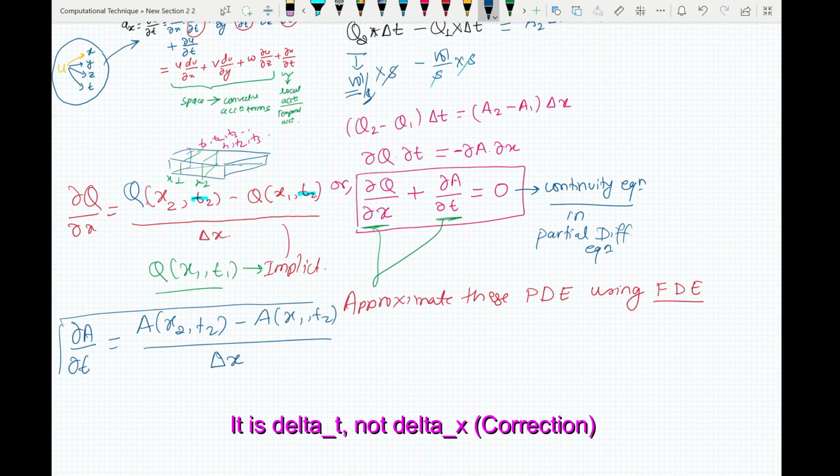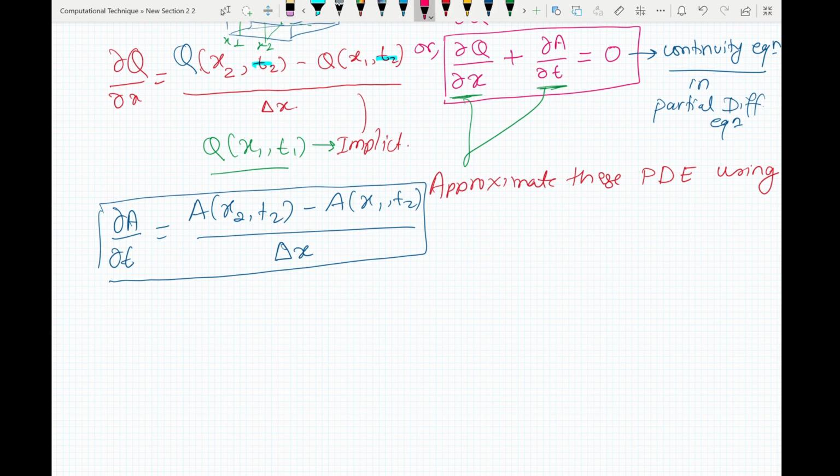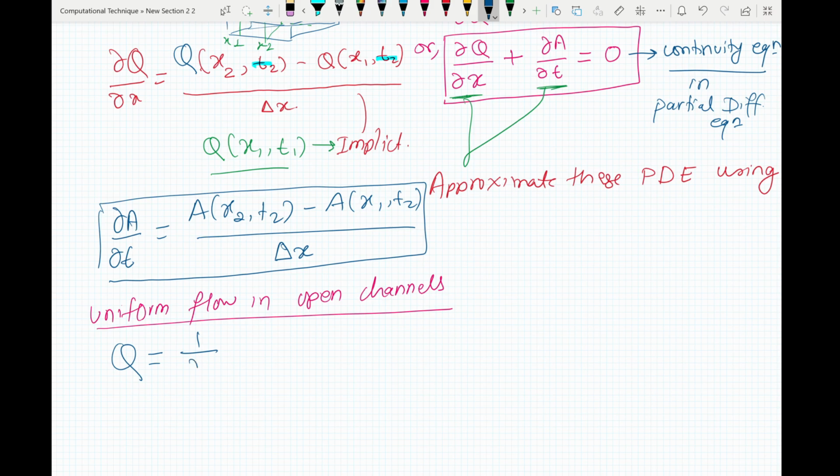And also there are many formulations on the flow of the water, such as that of the Manning's equation. If you look into the uniform flow in open channels, then what you'll get is your flow is given by 1 by Manning's constant times area times hydraulic radius to the power 2 by 3 into frictional slope to the power 1 by 2, where this is Manning's coefficient.